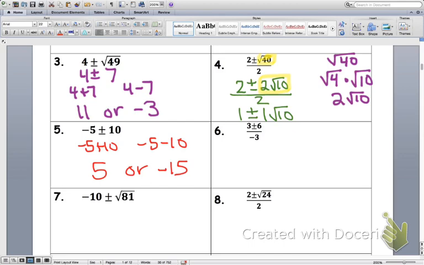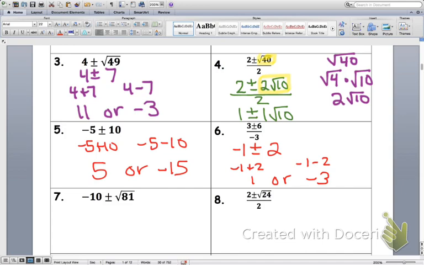Number 6 is very similar to number 2. The 3 divides into the 3, the 3 divides into the 6, but it's negative. So we're going to get -1 plus or minus 2. And it's technically a -2, but if you multiply the negative with the plus minus, you still get a plus minus. So -1 plus 2 gives me 1. -1 minus 2 gives me -3.